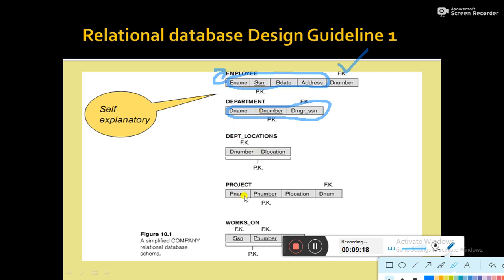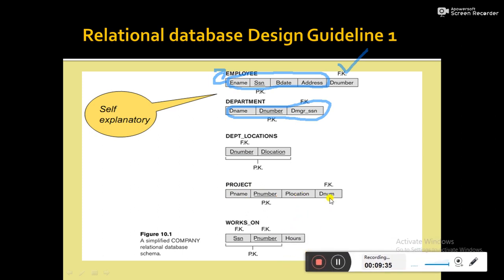And our objective is to store project information also. So project has the following attributes: project number, which is the primary key, which is unique for every project, then project name, then project location, and then department number. I mean, DNUM is basically department number. So here project number is the primary key.